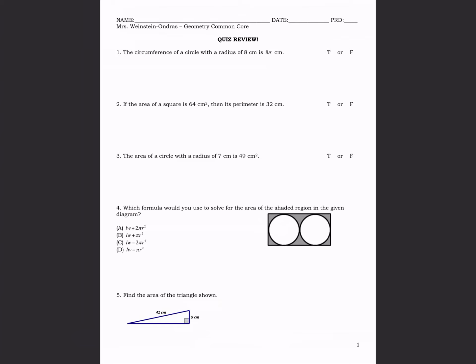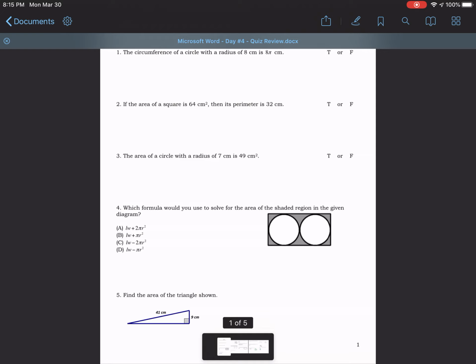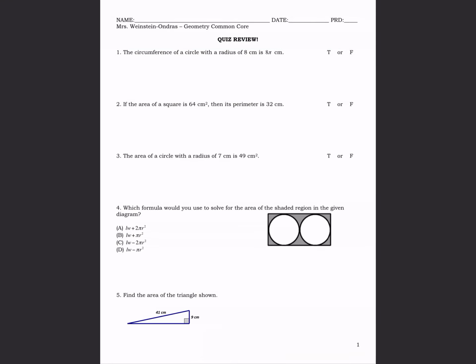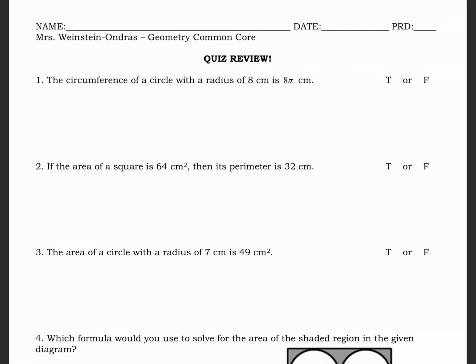Okay, so we're going to review for the quiz that I'm going to be posting tomorrow. So this is just a review of what we were doing on area and perimeter and circumference, okay? All right, so for question number 1, and I'm going to also be posting the answer key to the review, so you can also look at that.